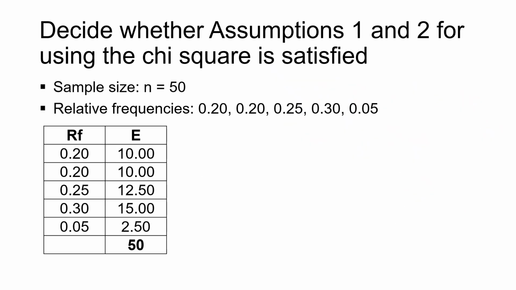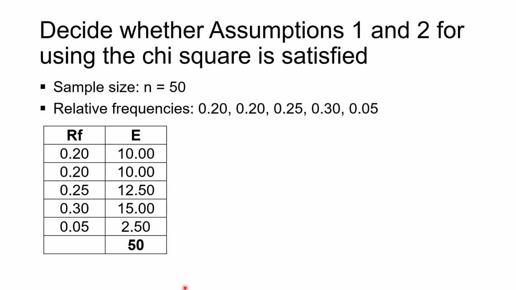All right, guys. So the other thing is checking our assumptions. And I wanted to go over this a little bit because you do have to calculate your expected frequencies before you can even check all of the assumptions. So here, decide whether assumptions 1 and 2 for using the chi-square are satisfied. So again, assumption 1 is that all expected frequencies are 1 or greater. And if we look at the expected frequencies, just from a visual analysis, we can see that they're all 1 or greater. The second one is that at most 20% of the expected frequencies are less than 5.